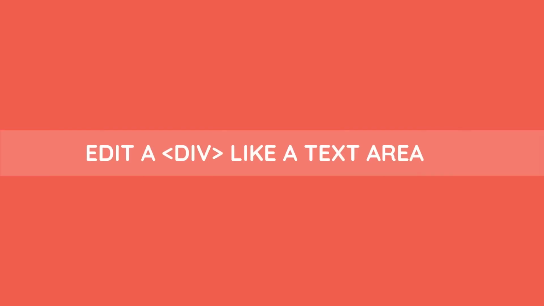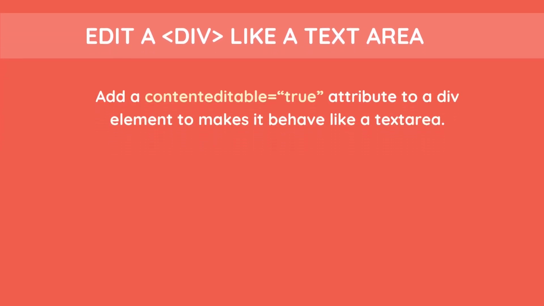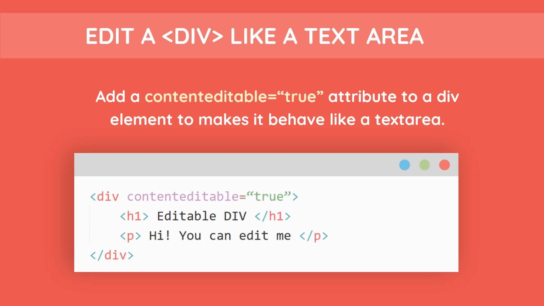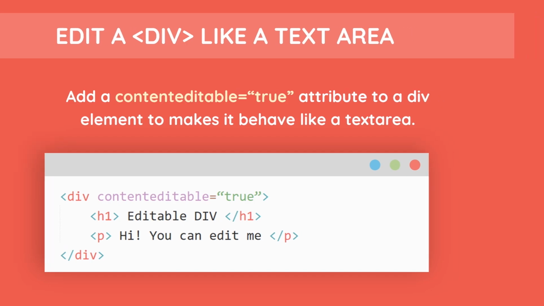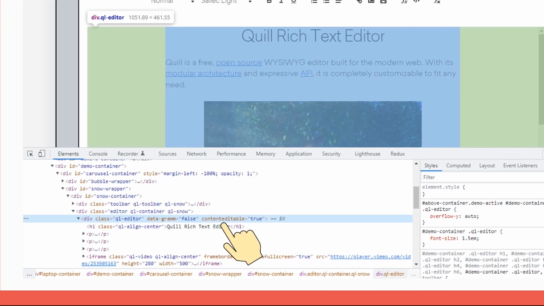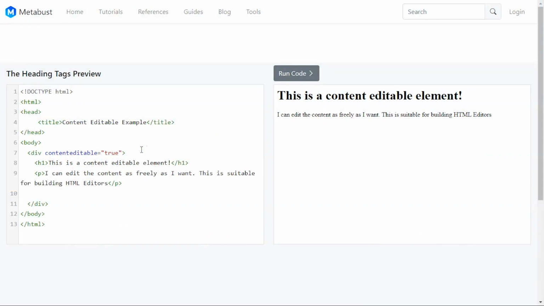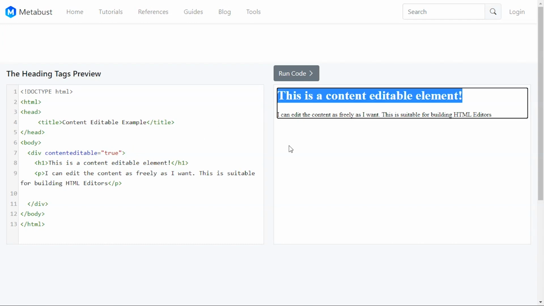Did you know that you can edit a div like a text area? If you add the attribute contenteditable equals true to an element, it will make it behave like a text area, but you can edit it in the browser itself. This is especially suitable when building a WYSIWYG editor in HTML. It is relatively easier for WYSIWYG editors to render output in a contenteditable div. So here's an example. Here I have a div with contenteditable, and you see I am able to modify the content.